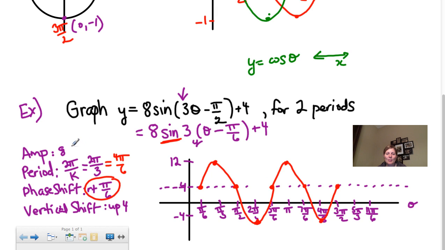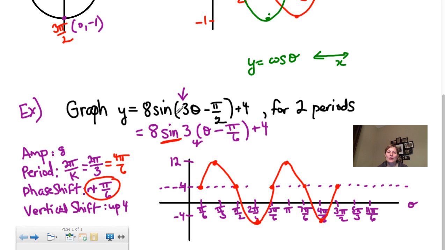Double check, make sure your amplitude is 8. So there's 8 between the axis of curve and how far up I go, and 8 between the axis of curve and how far down. My period is 2 pi on 3, and then I repeat again. I've gone right pi on 6, and I have a vertical shift up of 4 on my axis of curve. And that is how we're going to graph transformations of sine functions.